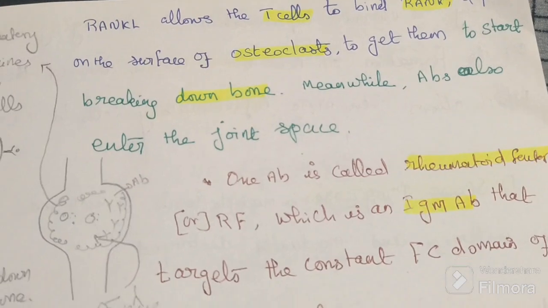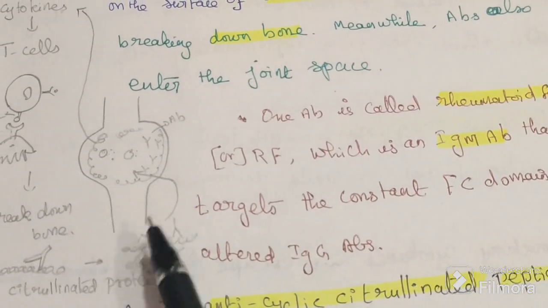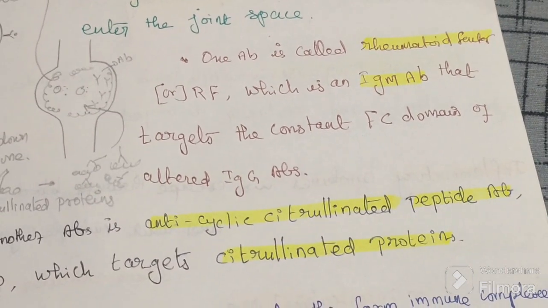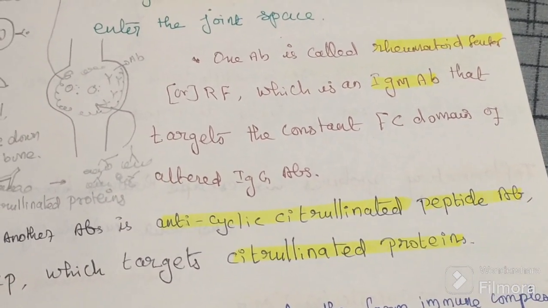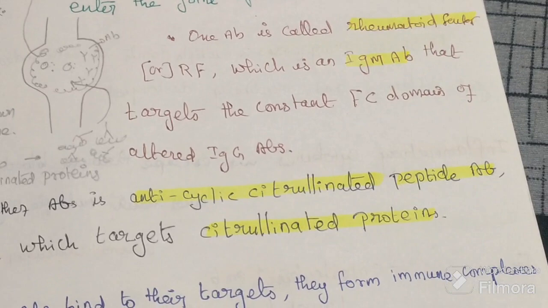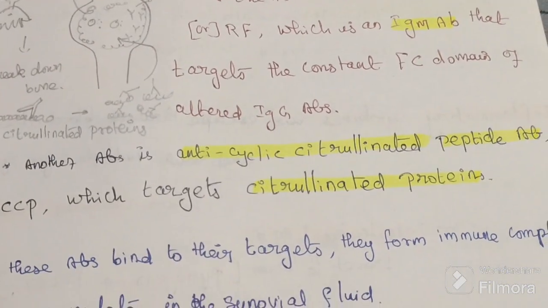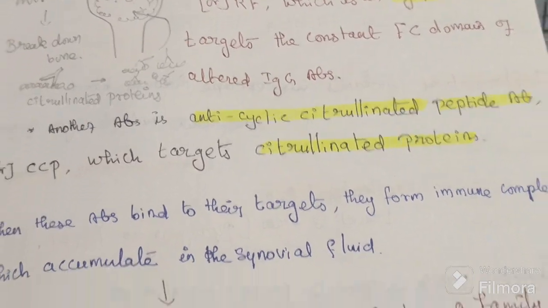Meanwhile, antibody also enters the joint space. Here antibody is also involved. This antibody is called rheumatoid factor, which is an IgM antibody that targets the constant Fc domain of altered IgG antibodies.